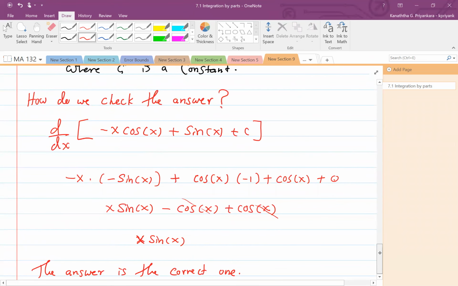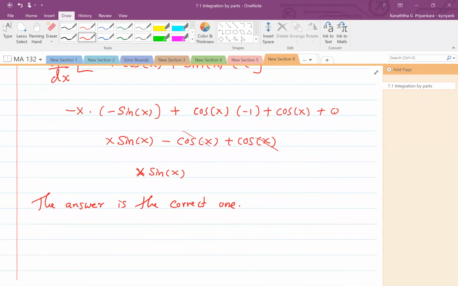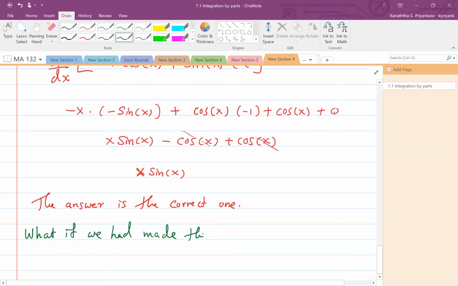Remember in our question, I chose u as x and dv as sine x dx. So what if I switch these two? That means I will take dv as x dx and u as sine x. Let's see what we get if we use the other way. I will do it in green color. So what if we had made the wrong substitution?